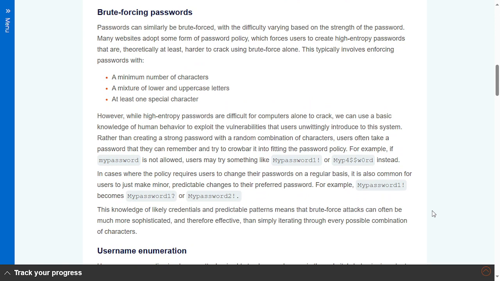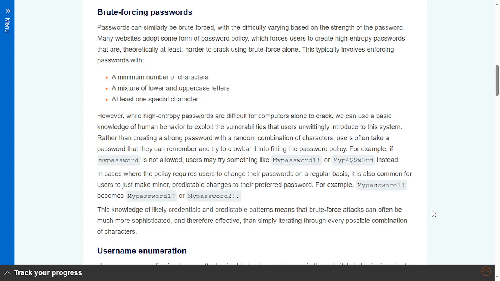Brute forcing passwords. Passwords can be similarly brute forced, with the difficulty varying based on the strength of the password. Many websites adopt some form of password policy, which forces users to create high entropy passwords that are, theoretically at least, harder to crack using brute force alone. This typically involves enforcing passwords with a minimum number of characters, a mixture of lower and uppercase letters, and at least one special character.